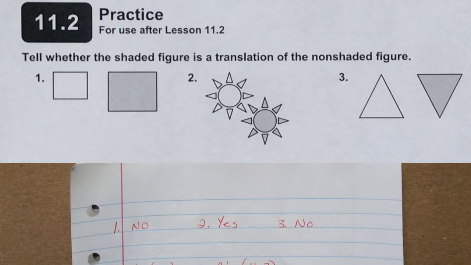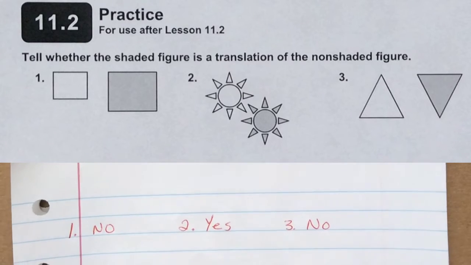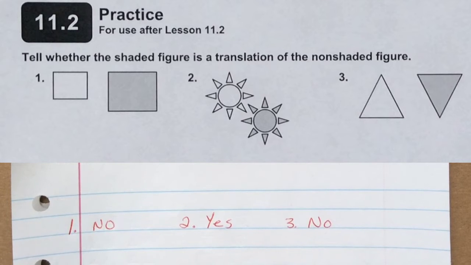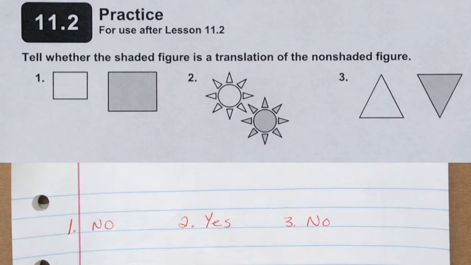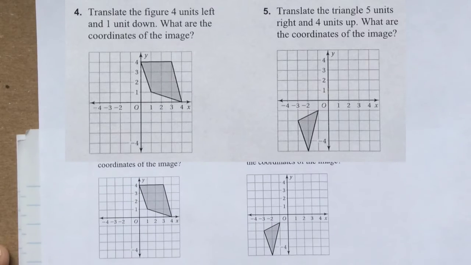And then for number 3, no, it's not even pointing in the right direction. So that was obviously rotated. So remember, a rotation would make it a no. It cannot be turned.